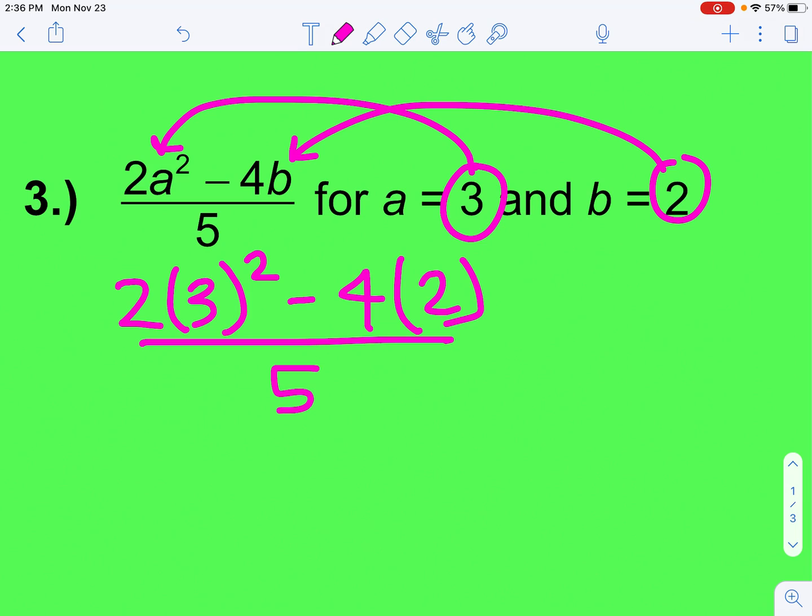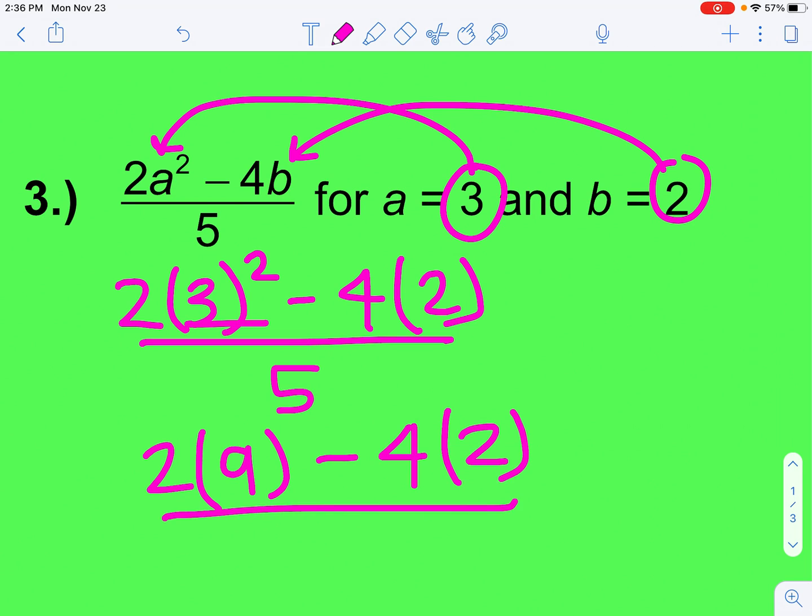Our first step is to do parentheses, but there's nothing that we need to do inside our parentheses. So our next step is to do exponents. I have 3 squared, which is really 9. So 2 times 9 minus 4 times 2 all over 5.